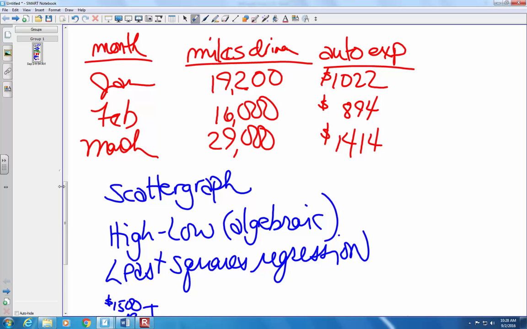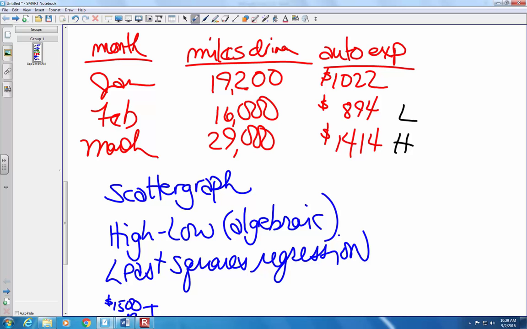So what's my high-low here? January and March. March is the high in January. No, February and March. That's my high and that's my low, right? Oh, yeah. Yep. Okay.